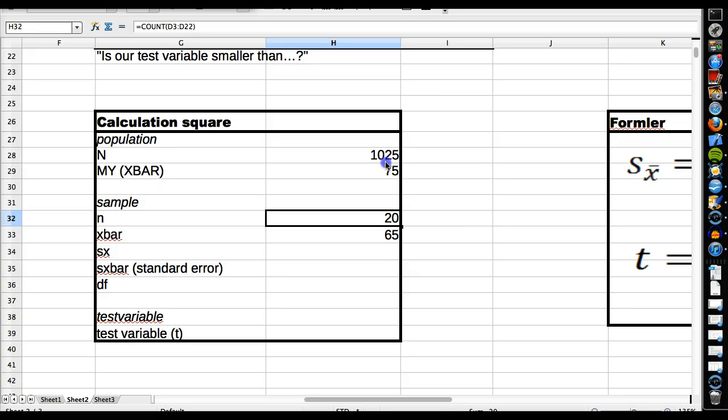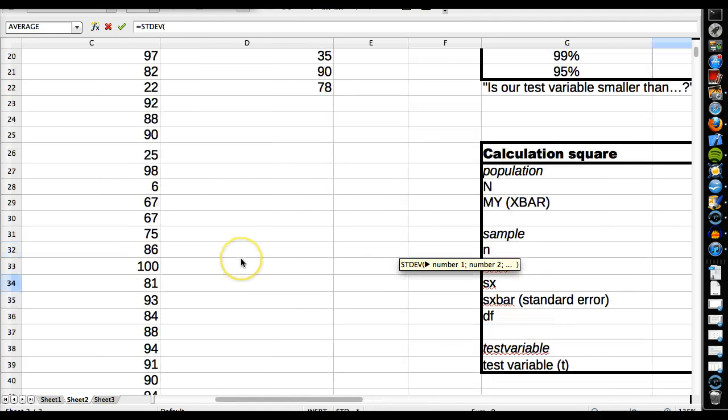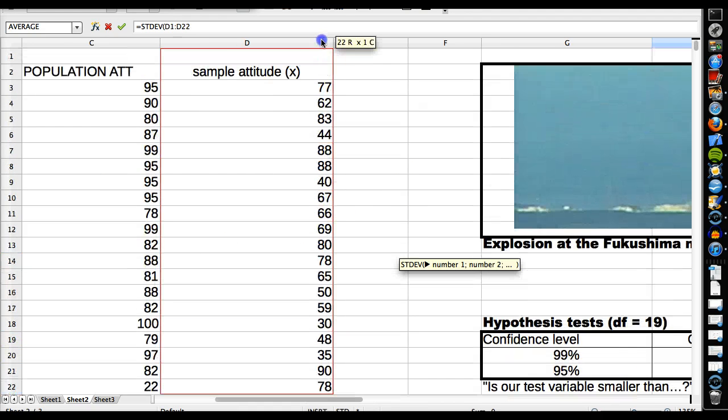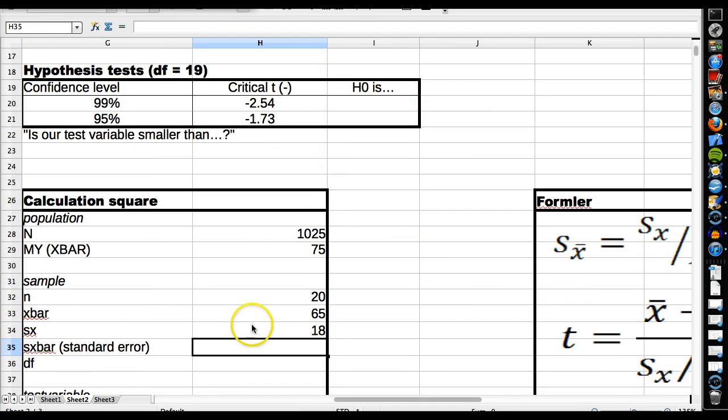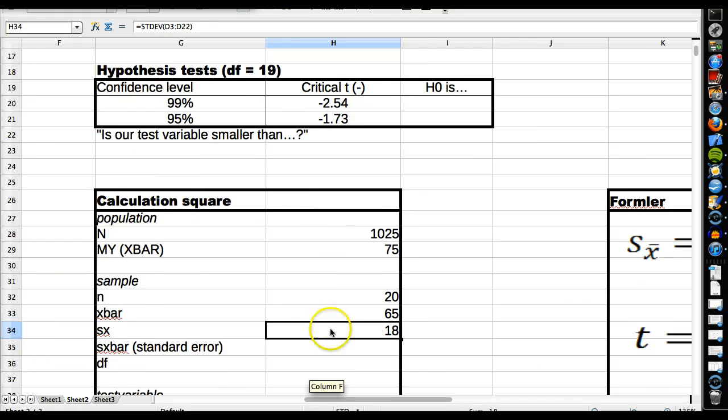The question we're really asking is, is this difference between these two due to random variation? Is it just random, because we haven't asked everyone? Well, what we have to do is take the uncertainty into account. So we're going to calculate our standard deviation, which is the variation around our estimate. And I choose my data set like so. And I find that we get a standard deviation of 18.